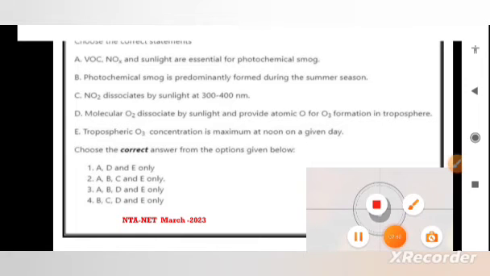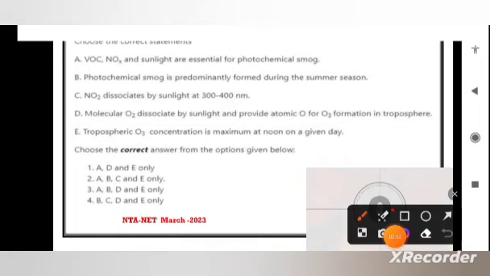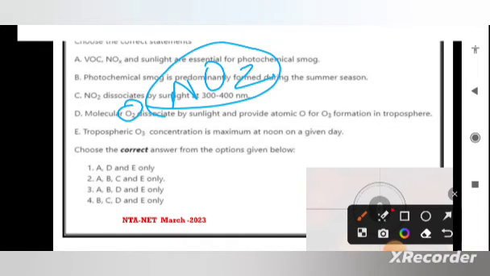So here, as we know that it is nitrogen dioxide whose photolysis gives the atomic oxygen. So here, by eliminating option D, we will get our correct answer, which will be option second.